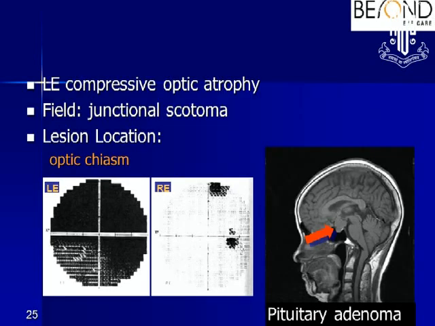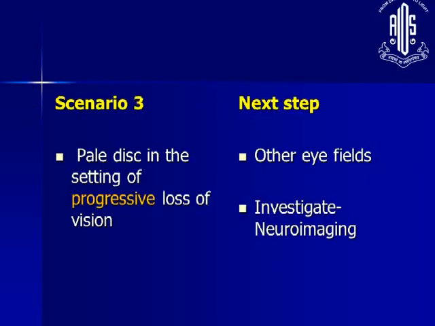Okay? So, junctional scotoma, you said that at the optic chiasm is where you will find a patient has pituitary adenoma. So, please remember, a pale disc in the setting of progressive loss of vision has to be investigated, and you would generally end up ordering neuroimaging.